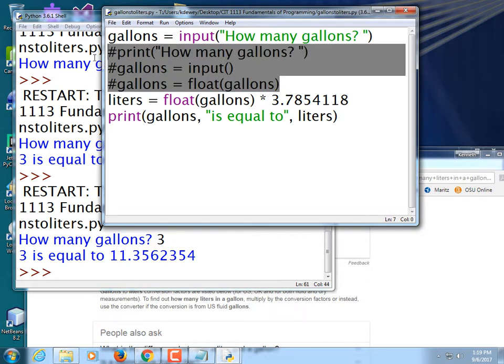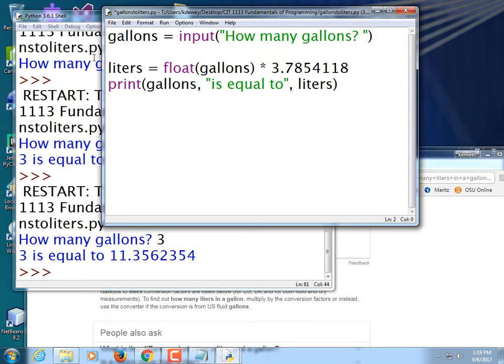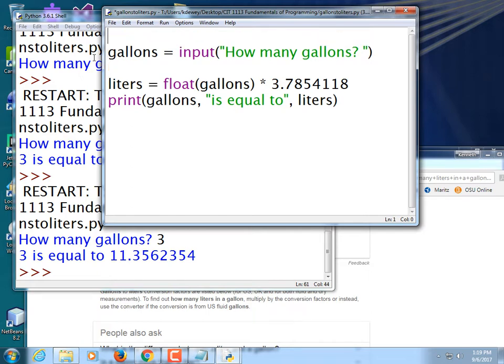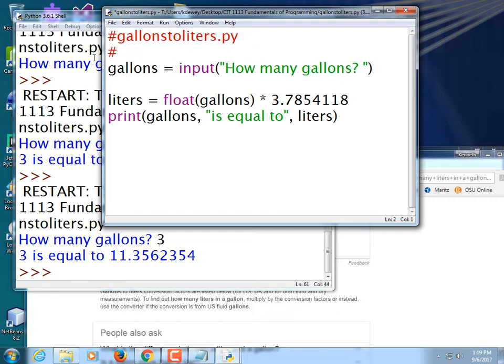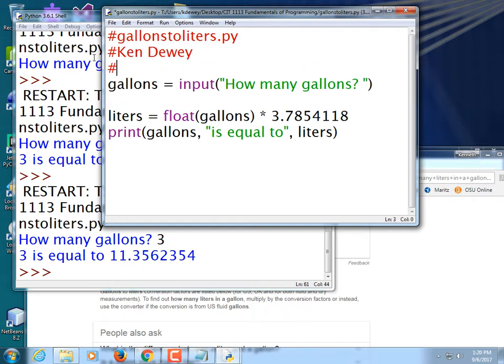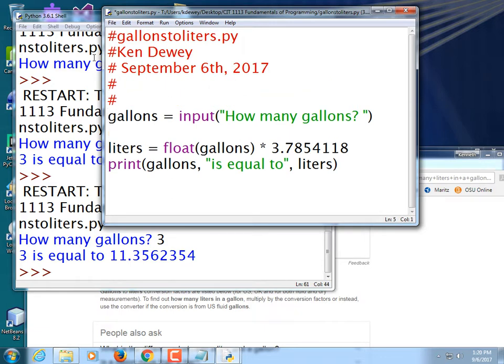So now that we know, we can take this off. What else should I plot? Okay, what else are you going to do in this program or else you're going to lose points for it? A heading. Let's put a heading up here. I like the file name gallons to liters.py. Then you can put your name, Ken Dewey. You can put a date. Maybe it's September 6th. Then the thing most people skip, what does this thing do?